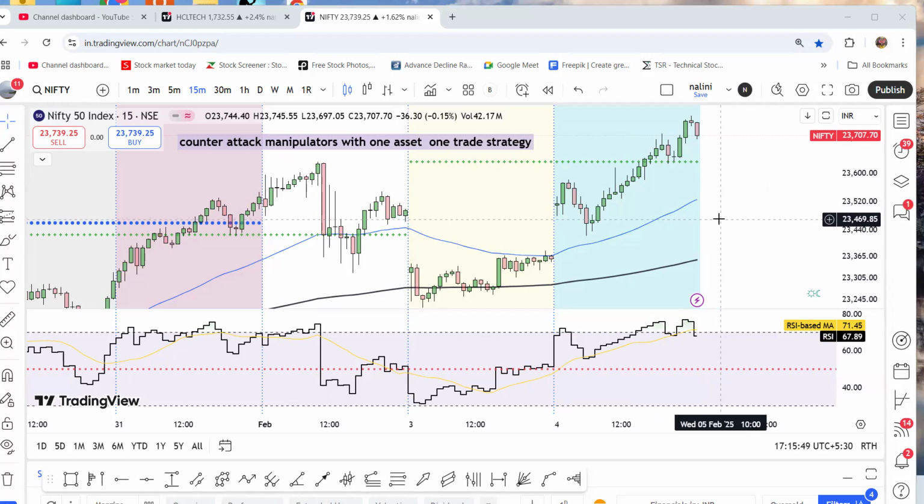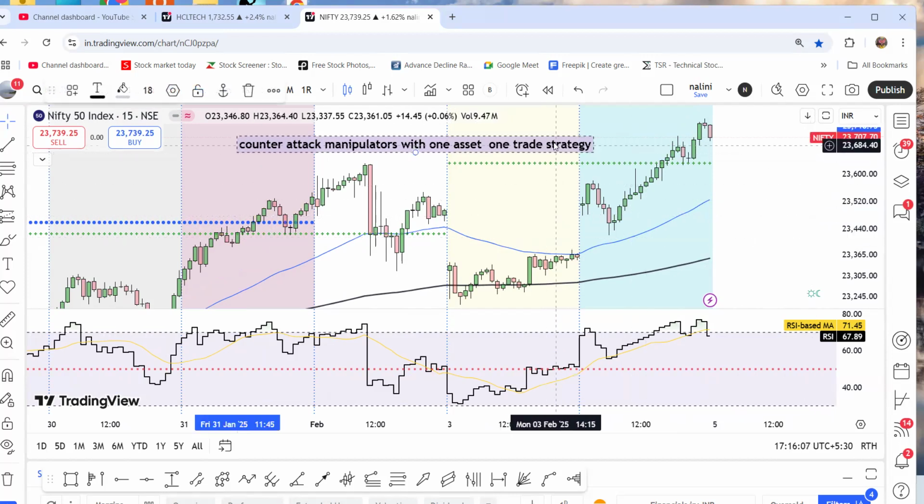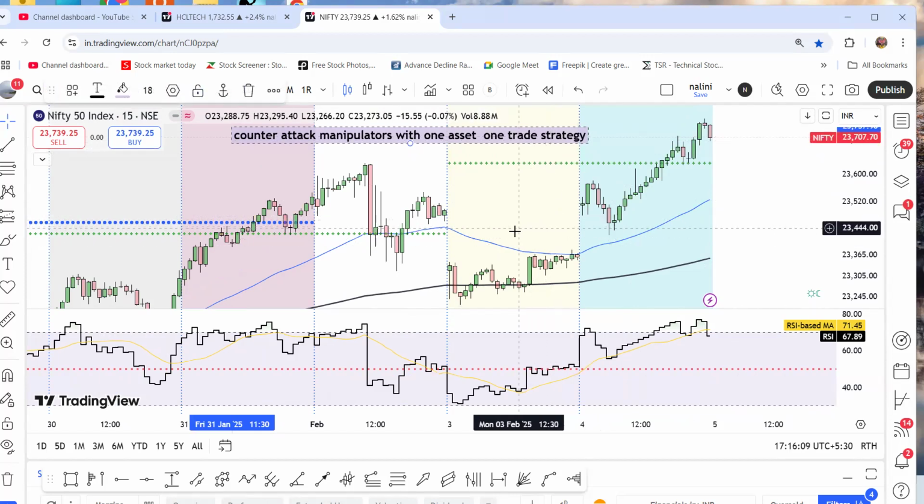In my one asset, one trade strategy, I had mentioned the selection of the stock. After selection of the stock, look for the overbought and oversold condition on the RSI to look for the opportunity.